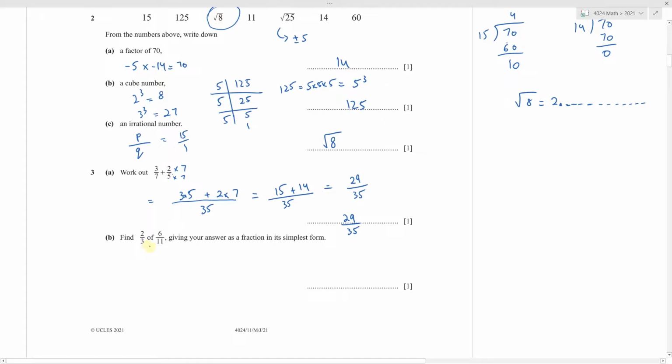Part B is find 2 by 3 of 6 over 11, giving your answer as a fraction in its simplest form. Whenever you have this "of" here, you can convert it into a multiply sign. So 2 by 3 of 6 by 11 will be 2 by 3 multiplied by 6 over 11. And this will be 6 twos are 12 and 3 times 11 is 33. Now you have to give your answer in simplest form. So both numerator and denominator are divisible by 3. 3 times 4 is 12 and 3 times 11 is 33. So simplest form is 4 over 11.